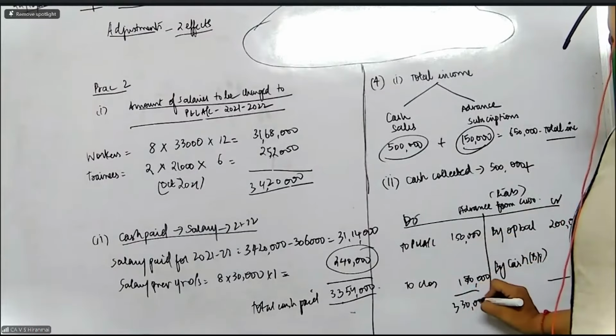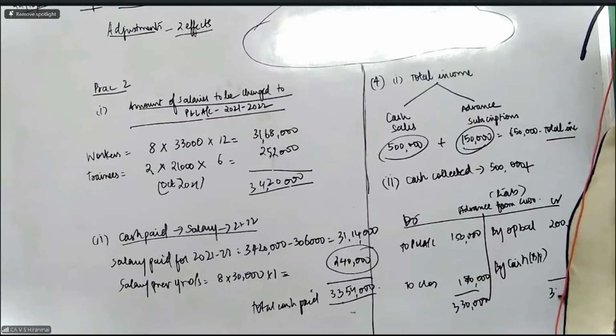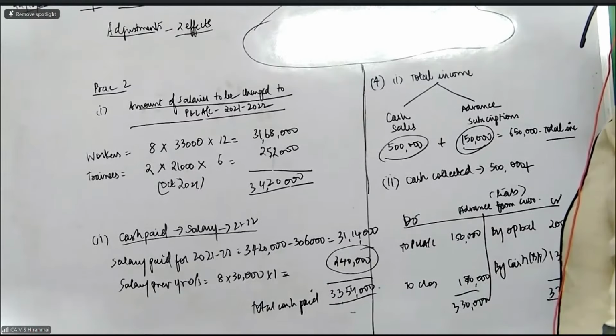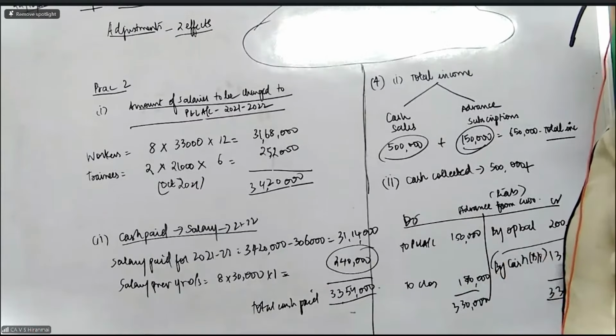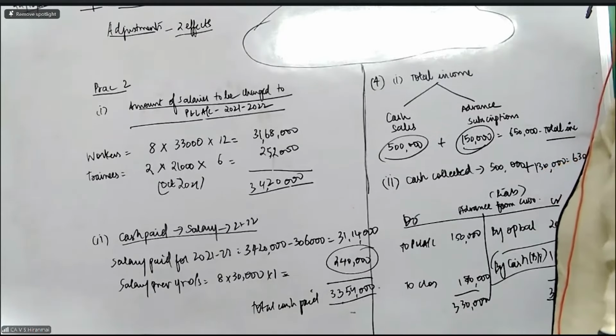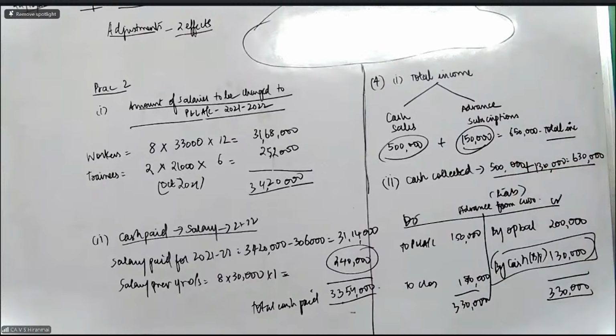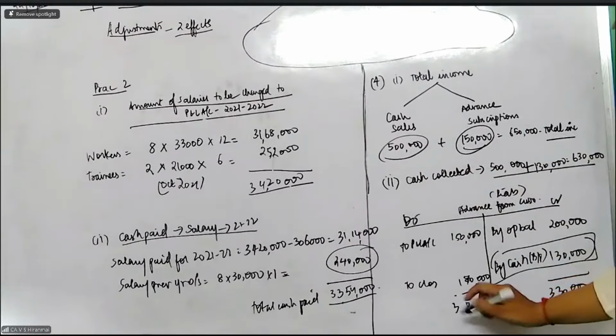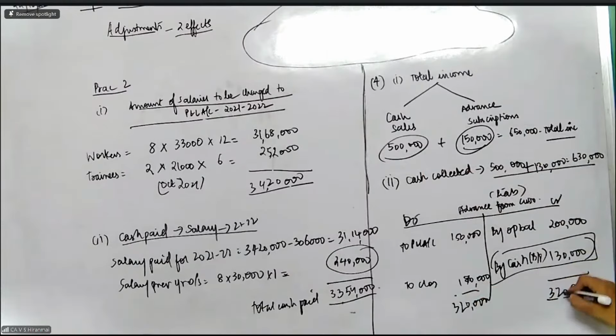So 3,30,000 here also, 3,30,000. This will give me 1,30,000. So 5 lakh plus 1,30,000, 6,30,000 is my cash received. For income you can directly add, but for the cash received you should take it like that. Oh, sorry, 3,20,000, 3,20,000. This is 1,20,000. So 6,20,000.